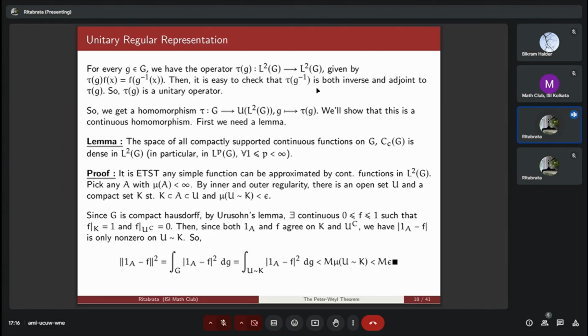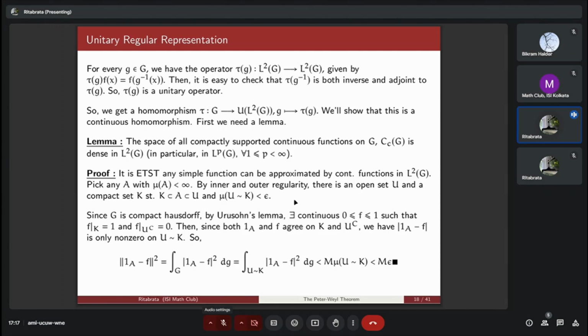So by inner and outer regularity, that is by approximation from above and below by open and compact sets, there is an open set U and a compact set K, so that mu of U minus K is less than epsilon. Now since G is compact Hausdorff, it is also normal, so we can use Urysohn's lemma. This is a famous lemma from topology, which says that if you have a compact Hausdorff topological space, then you can separate disjoint closed sets by continuous functions.